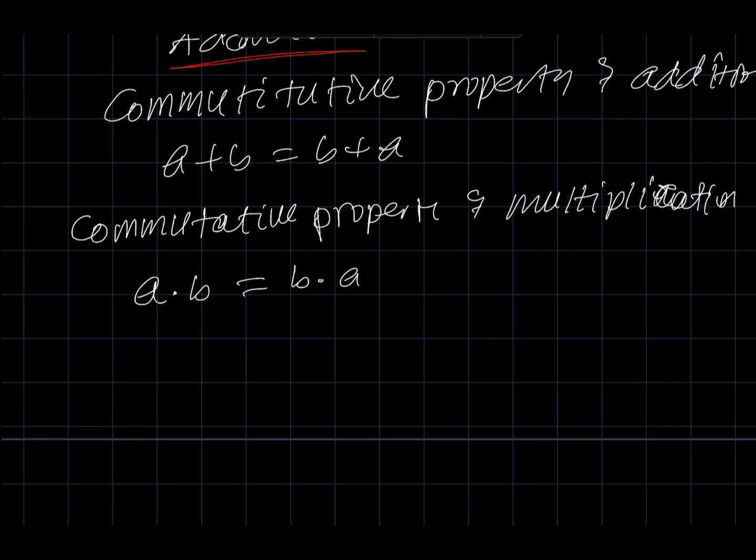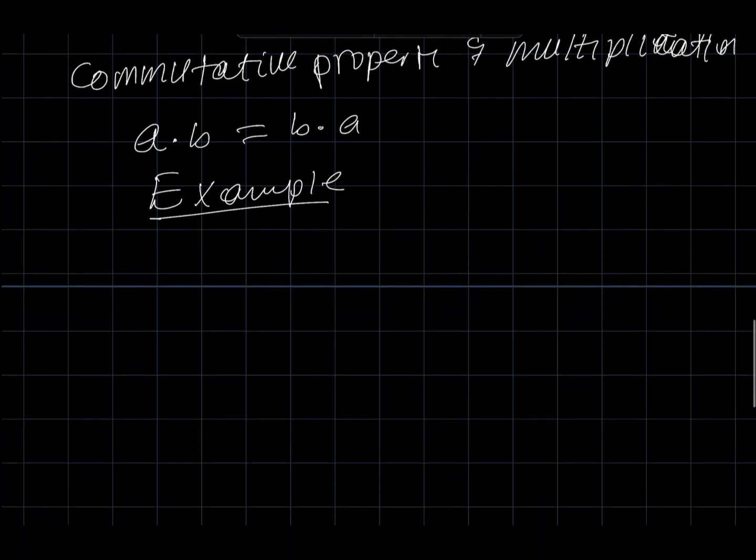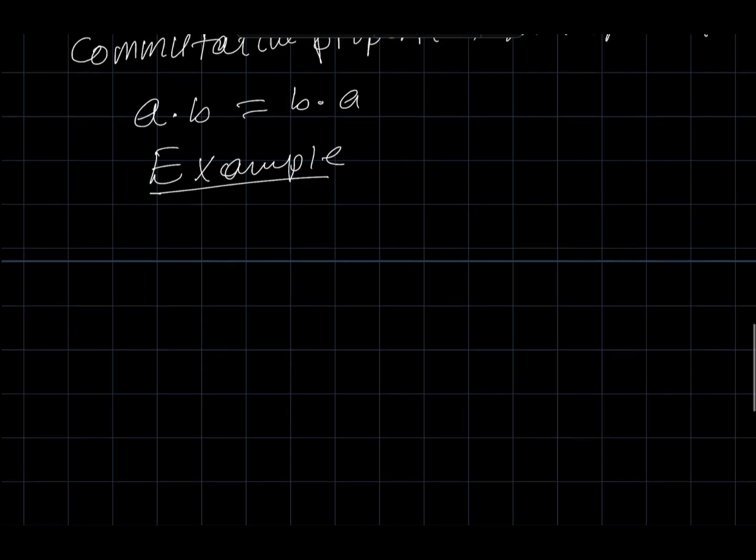Okay, let's do some examples. Example 1: if I have 5 + 6, it is exactly equal to 6 + 5, or if I have 5 × 6, it is equal to 6 × 5. In both cases, it gives me the same answer, 30 is equal to 30.